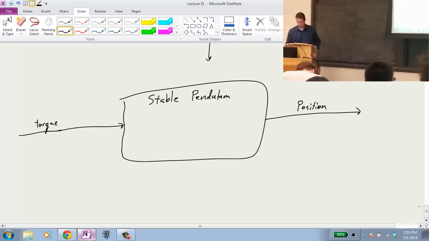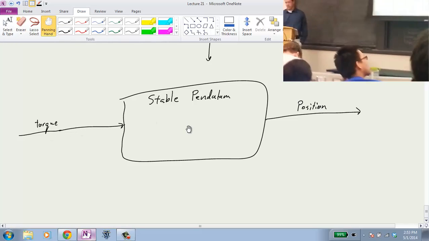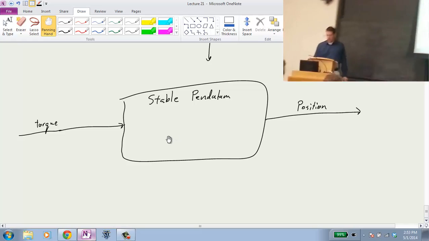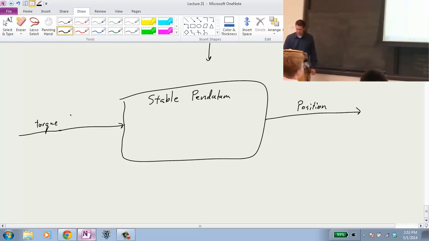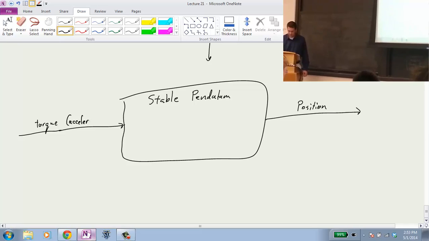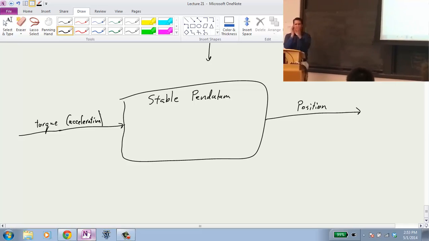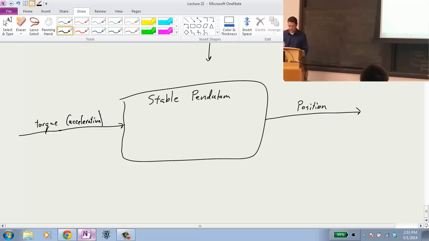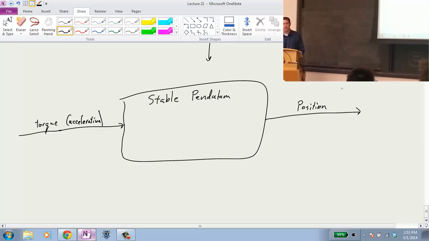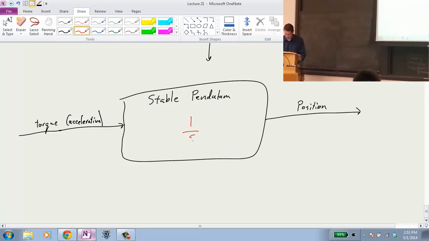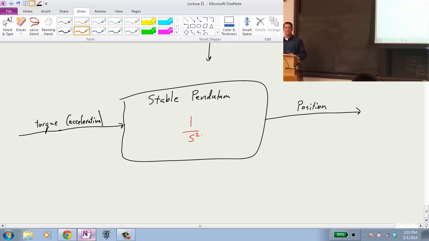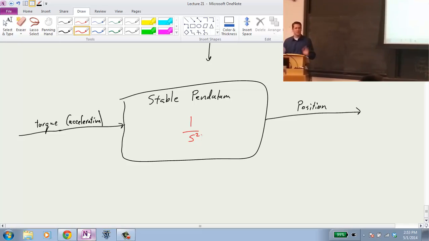And so if you have torque going into some system, torque being an acceleration, right? And the system now is just some solid structure, frictionless. Well, position is going to be a double integral of torque, right? Because acceleration is the second derivative of position. So this whole system, just by the definition of torque and position and assuming it's a frictionless surface, we get it's a 1 over s squared. That's the transfer function of this system.